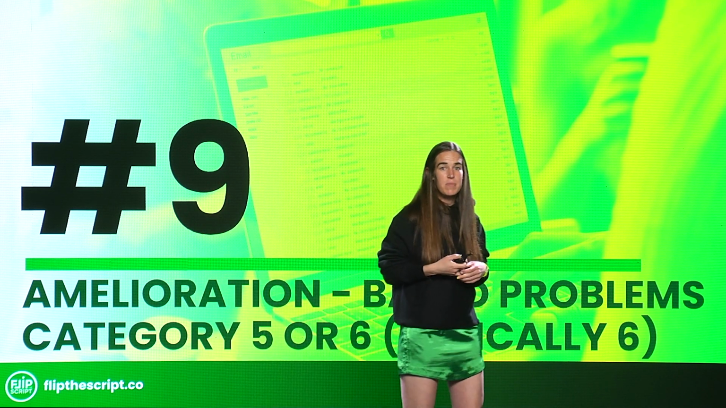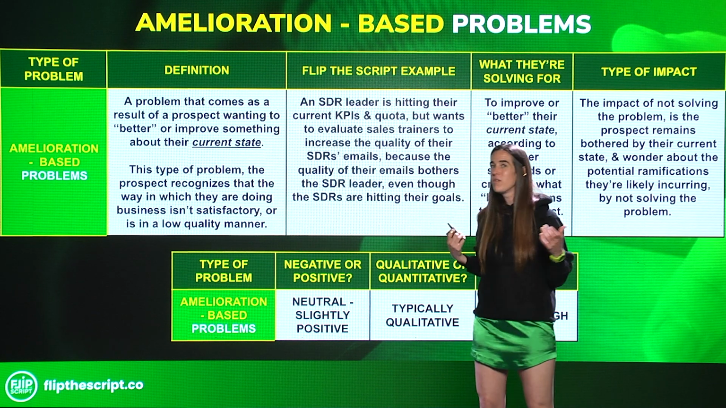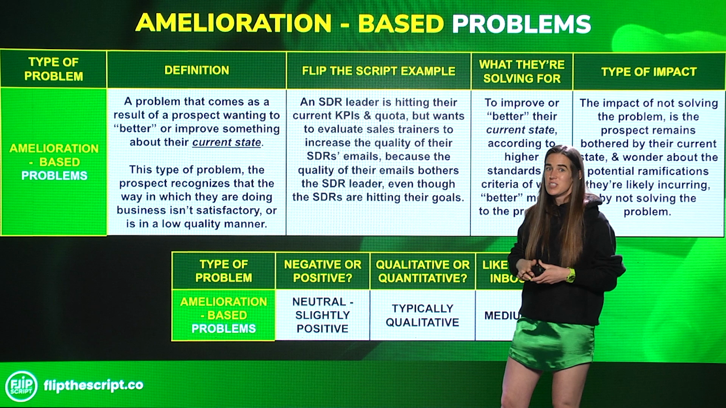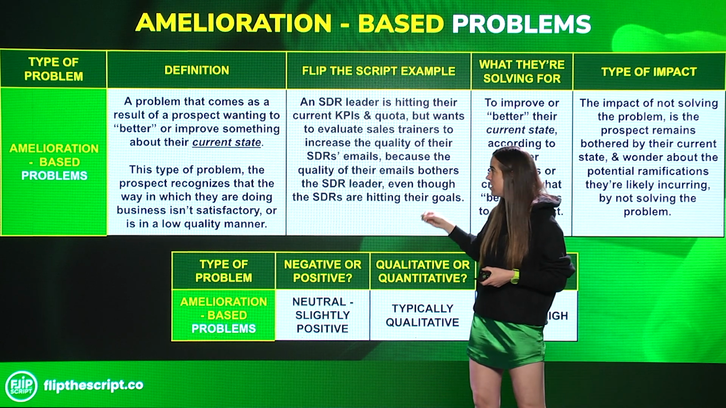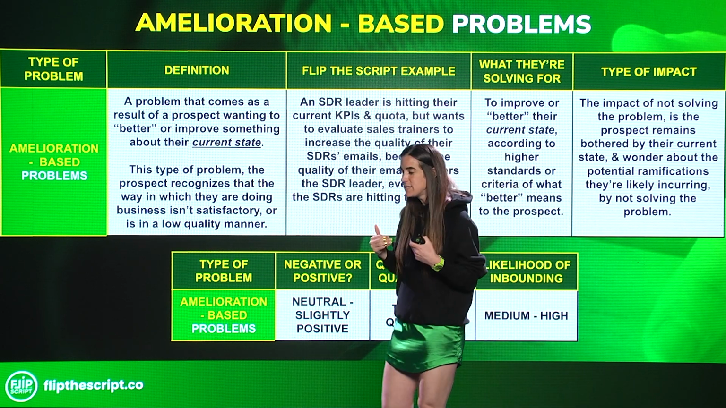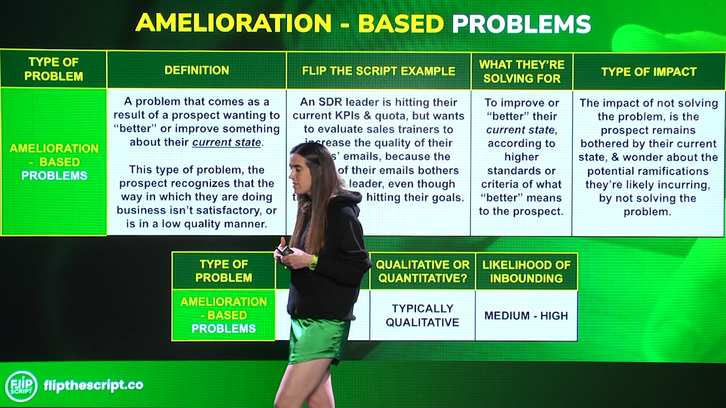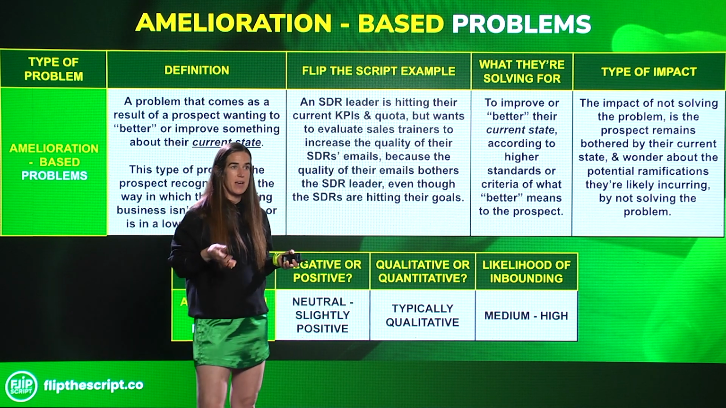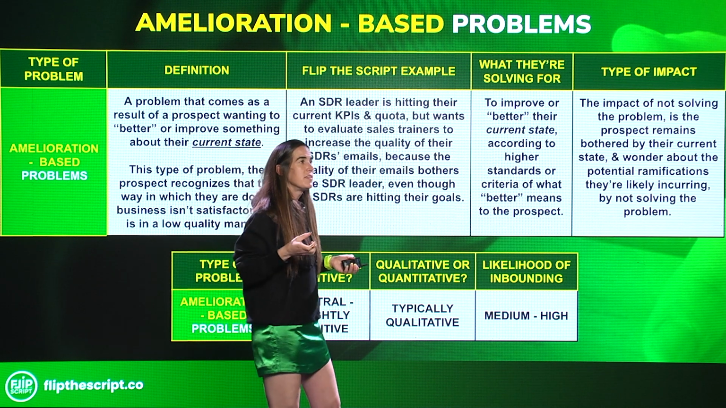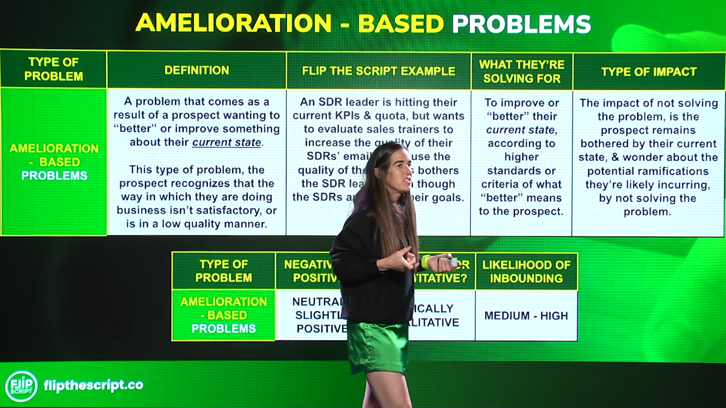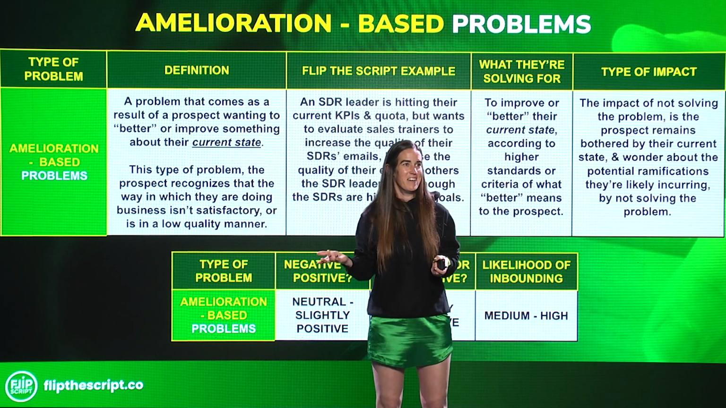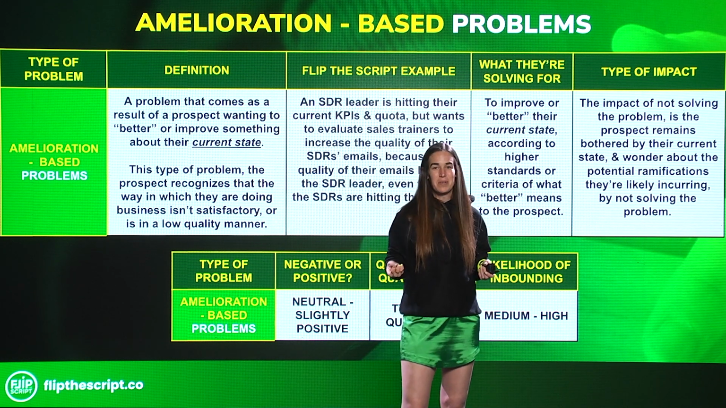So an amelioration-based problem, essentially to ameliorate, before you think I made up words, is to make something better. So the amelioration problem is there's something that's happening currently that the leader, they're achieving their metrics, whatever those metrics and KPIs are, but there's something in their day that they're like, it just bugs me. It bugs me that it's not good. So I'll give you an example.